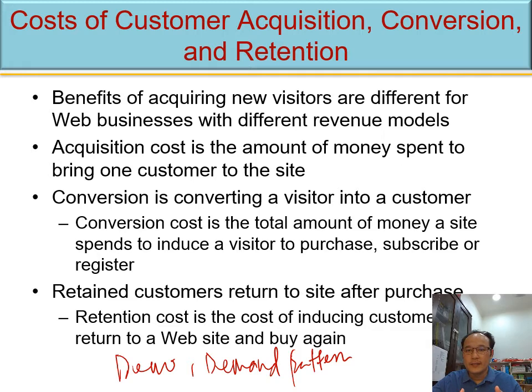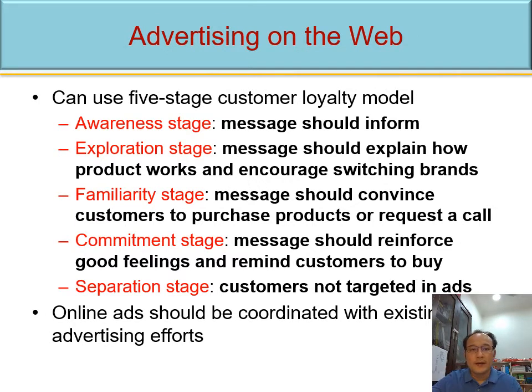As we look at the stages, there is a last stage which we call separation. It means the advertisement was unable to target this group of people, so this group of people won't be retained by this e-commerce company and they will go away. Advertising on the web can use a 5-stage customer loyalty model. We can see the awareness stage, exploration stage, familiarity stage, commitment stage, and also separation stage. The message should inform customers clearly.